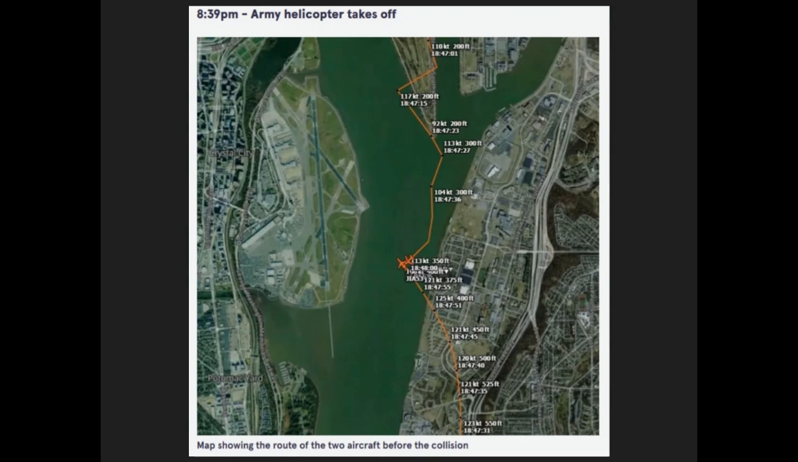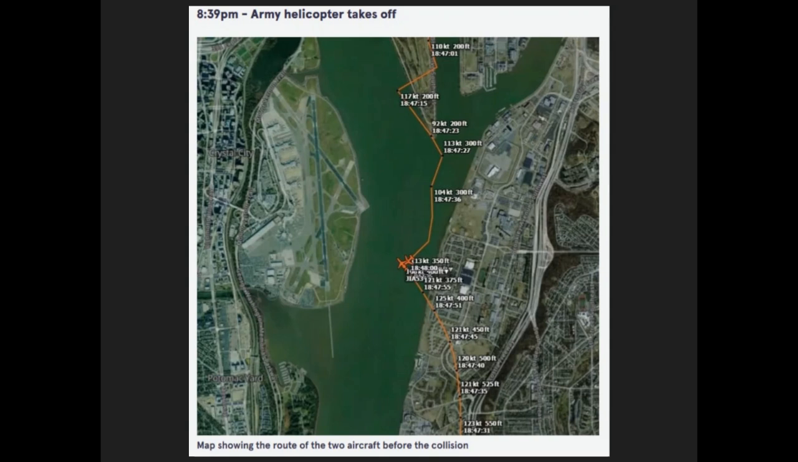The military helicopter involved was a U.S. Army Sikorsky UH-60 Blackhawk, 3 soldiers on board. Collision occurred around 9 p.m. as the plane was approaching Reagan National Airport. Unfortunately, there were no survivors from either aircraft.